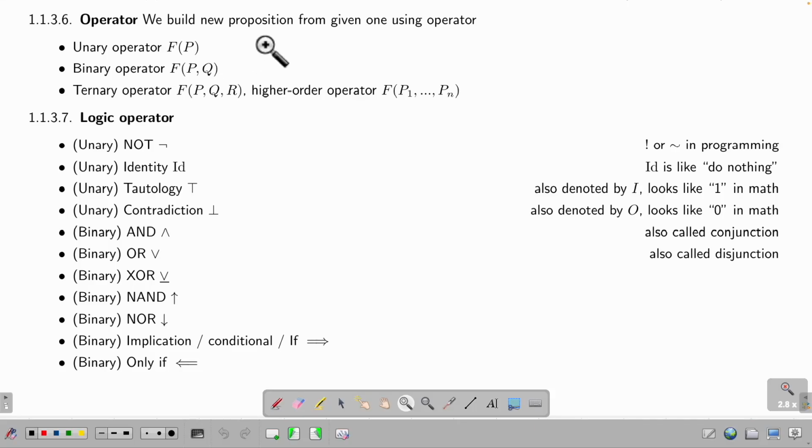We build propositions from other propositions by something called an operator. So what is that? It's basically 1 plus 1. The plus is an operator. You connect stuff to make new stuff. The plus sign is an operator.